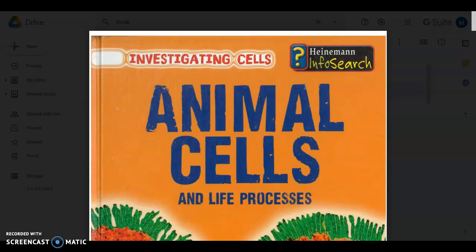Hello class, today we are starting a new book to go along with our Bookworms workbook. The book's name is Animal Cells and Life Processes. If you haven't found it already, you will find this book in our classroom on the bottom shelf.